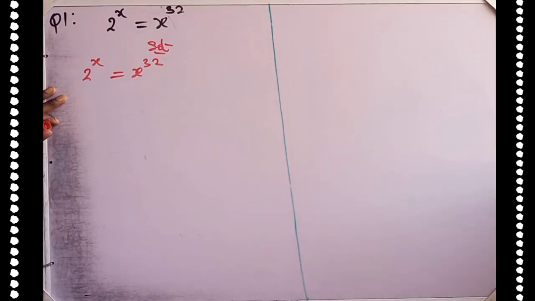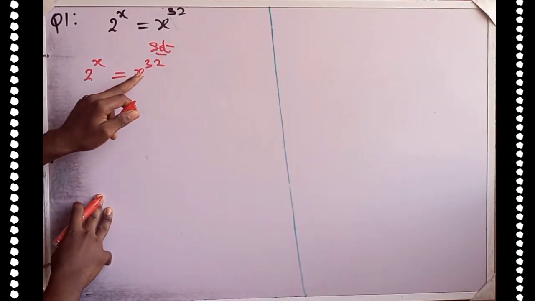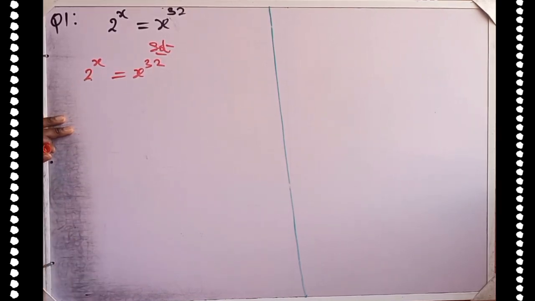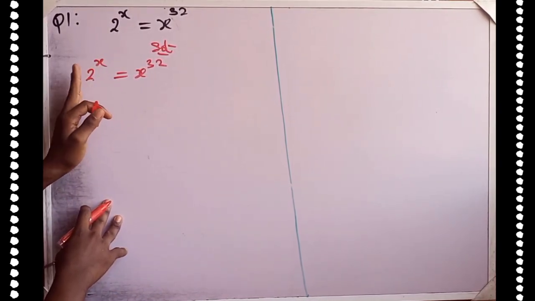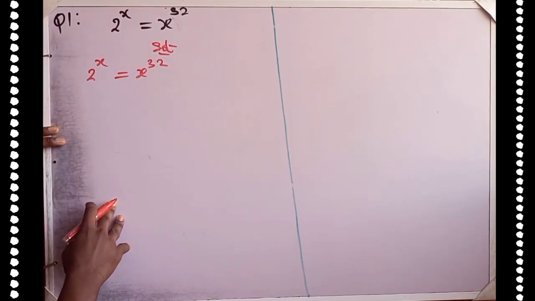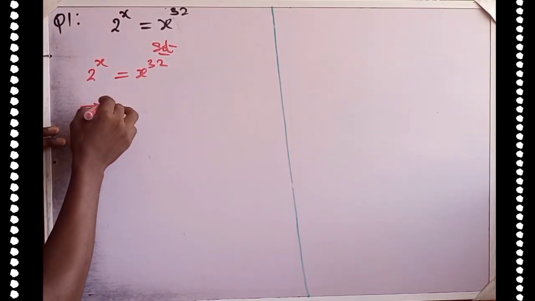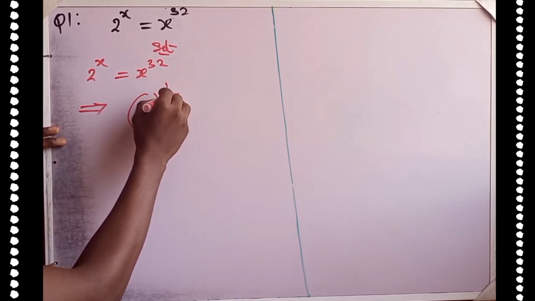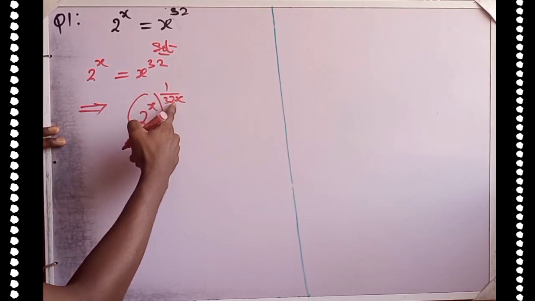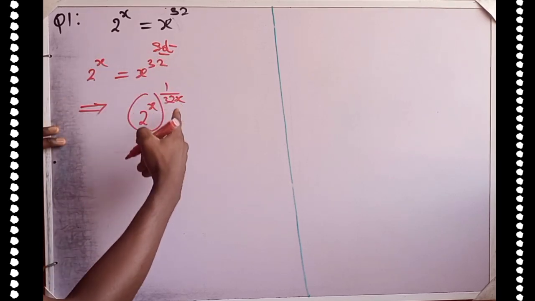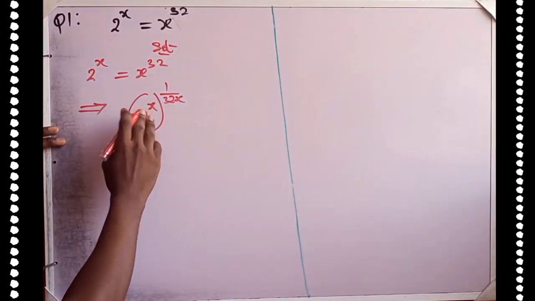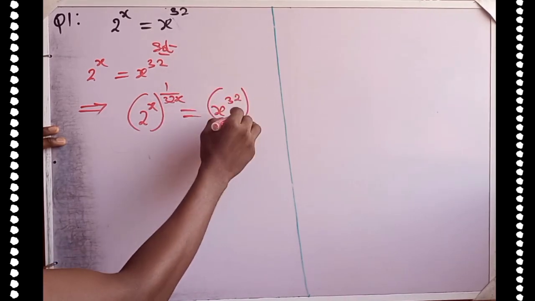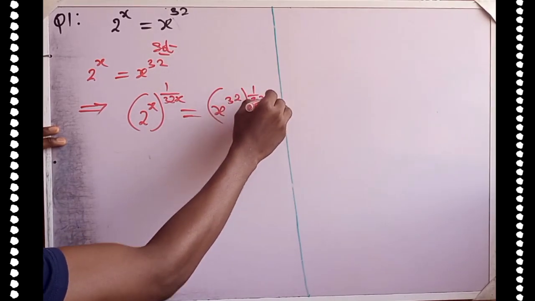Now, the first thing I'm going to do is to transfer this x to this side, and this 32 to this side. How will I do it? I'm going to raise both sides to the power of the inverse of the product of their powers. What I mean is this: I'll write (2 to the power of x) raised to the power of 1 upon 32x. 32x is the product of these powers, and this is their inverse. So I'm going to raise both sides to that power. So this is (x to the power of 32) raised to the power of 1 upon 32x.